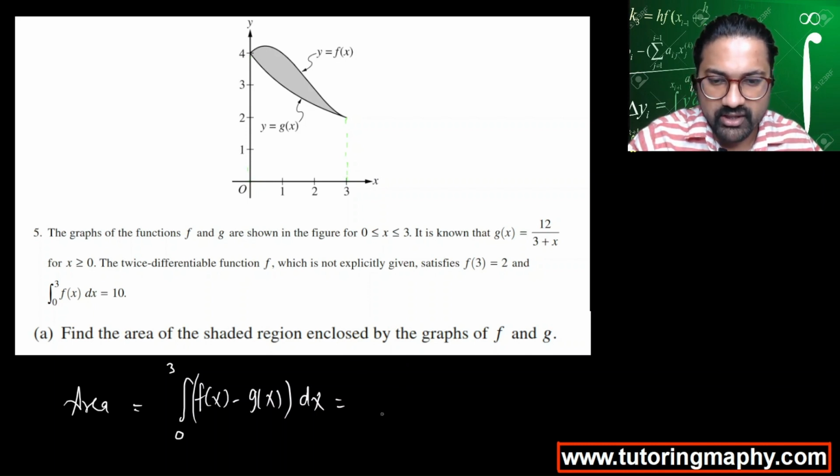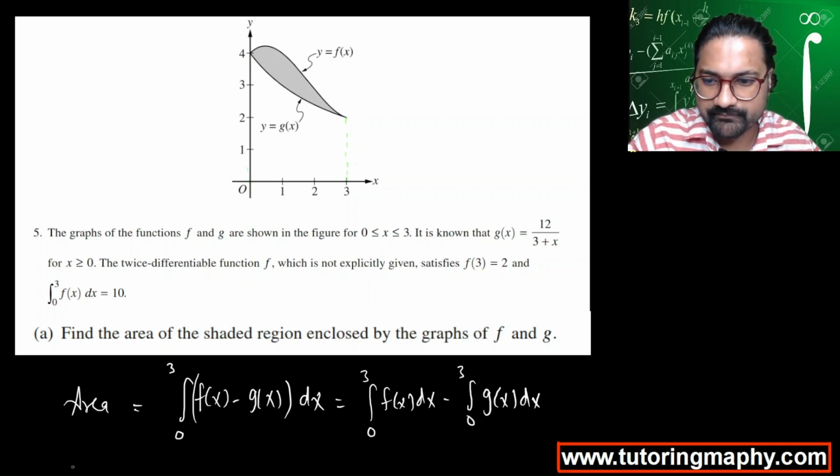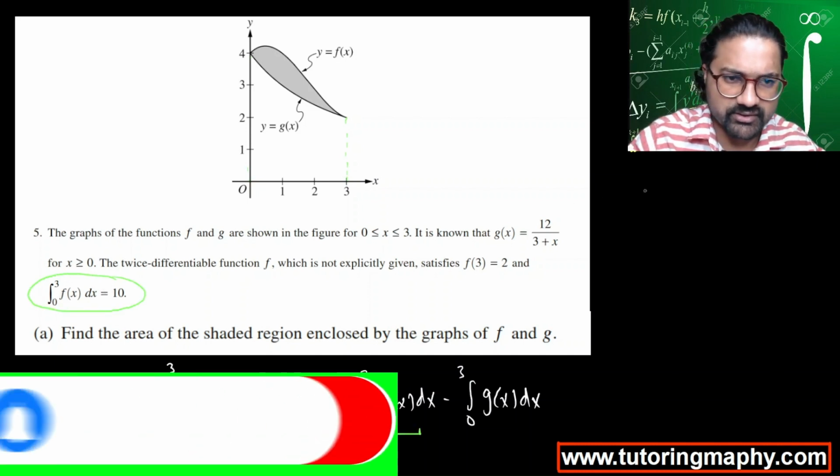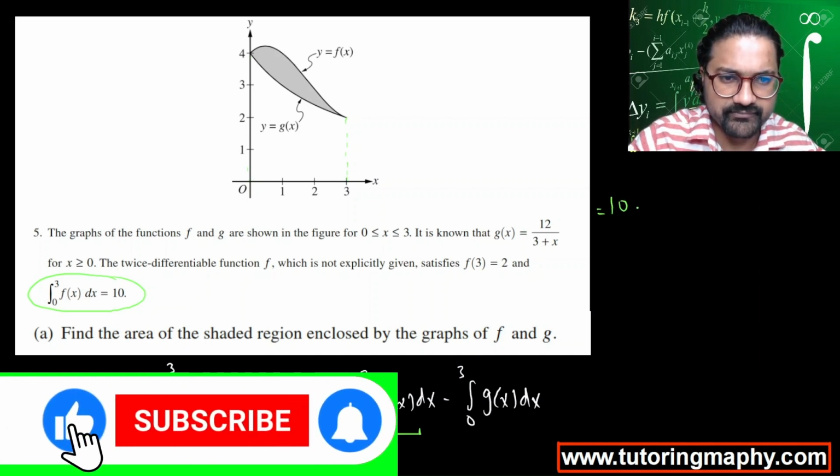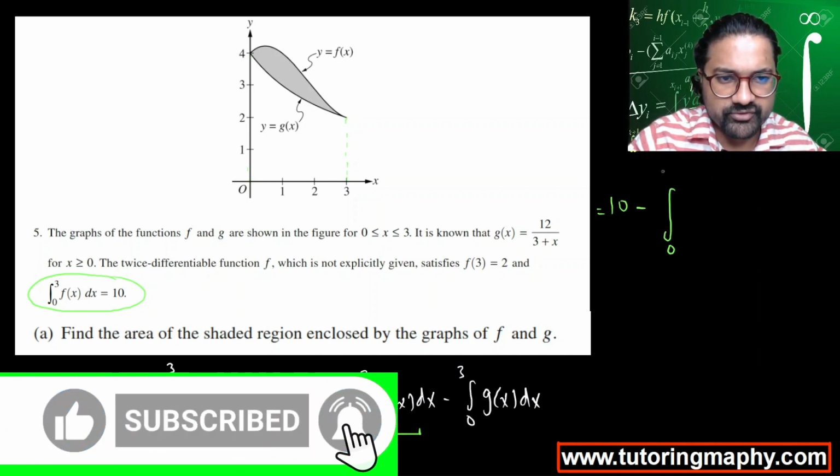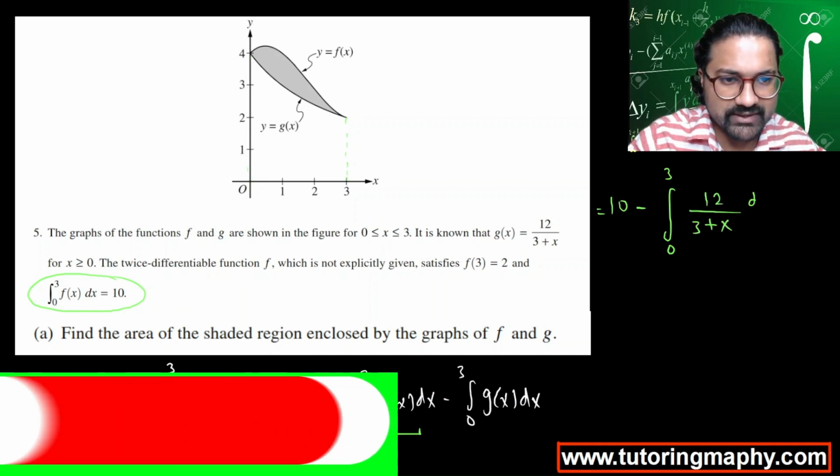This can be broken down, of course. So this is going to look like the integral from 0 to 3 of f of x dx minus the integral from 0 to 3 of g of x dx. I'm going to continue my work over here. Okay. This is already given. Fortunately, they have given the value of the integral from 0 to 3 of f(x) dx as 10. So I'm going to sub that in as 10. And the equation of g is also given to us, which is 12 over 3 plus x dx.